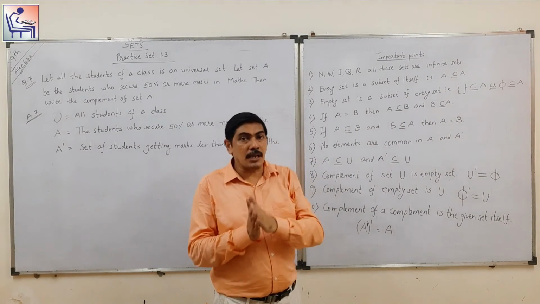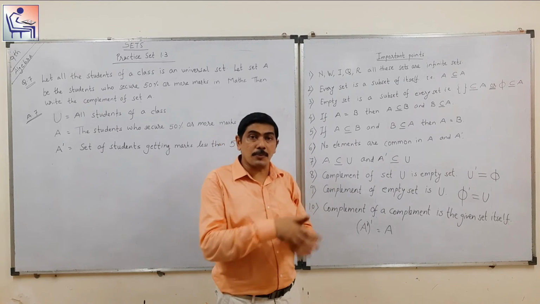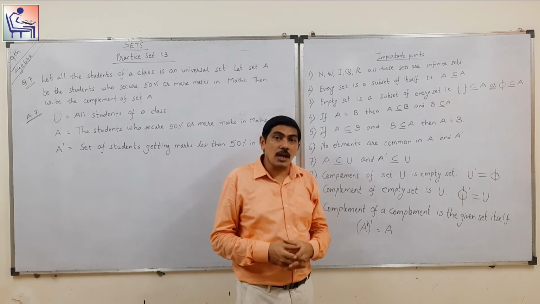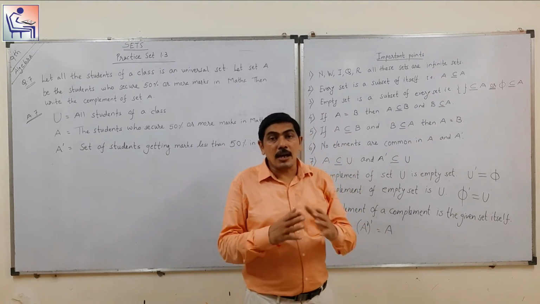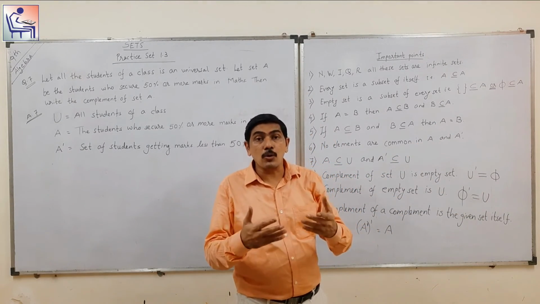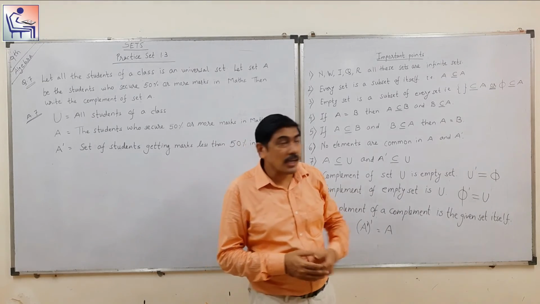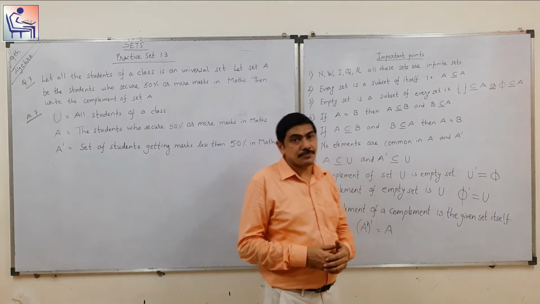मतलब A अगर B का सबसेट है और B A का सबसेट है तो हमारा कंक्लूजन क्या होगा? Then we conclude that A is equal to B. ये कंडीशन कब आ सकती है? जब दोनों इक्वल सेट्स हो. I mean to say A is equal to B.